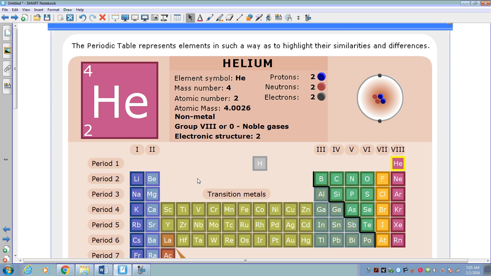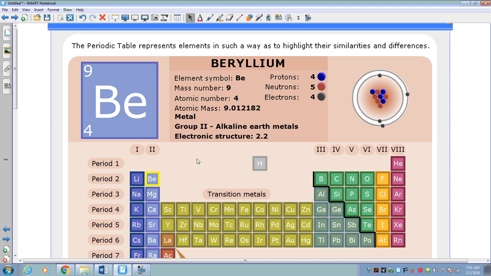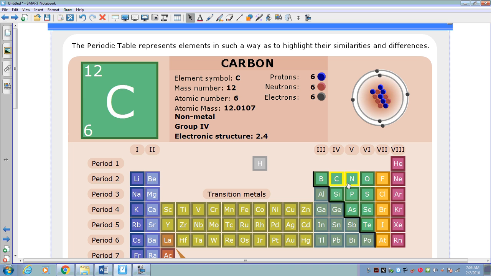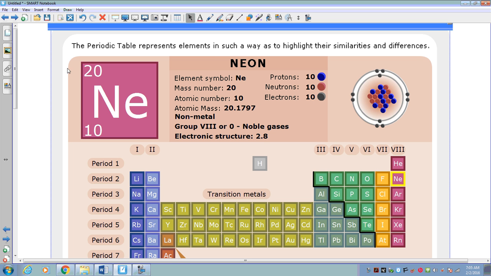There you go. Hydrogen, helium. Again, here's the atomic number down here. Lithium, 3, 4, 5, 6, 7, 8, 9, 10. You can see each time that number is increasing.